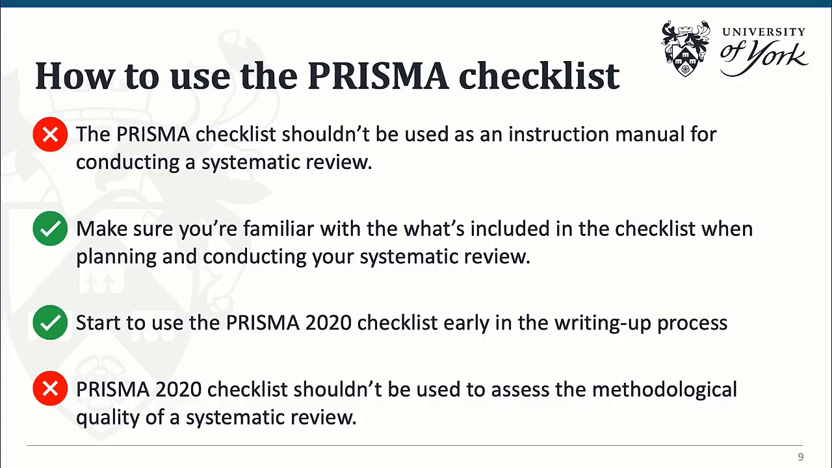However, it is useful to be familiar with what's included in the checklist when you're planning and conducting a systematic review, to make sure all of the important information is captured. For example, if you didn't note down the reasons why you excluded studies at full text screening, and realised that you needed to provide this when you come to submit your manuscript, it would be really time consuming to go back and go through the excluded studies to work out the reasons why they weren't eligible.